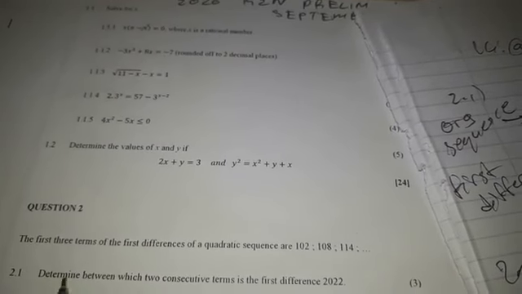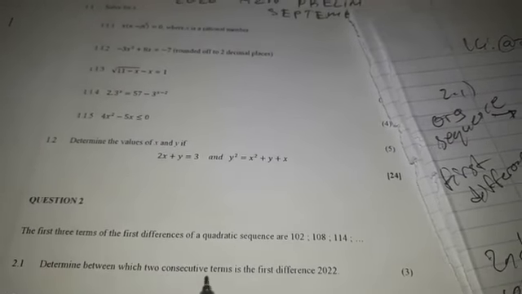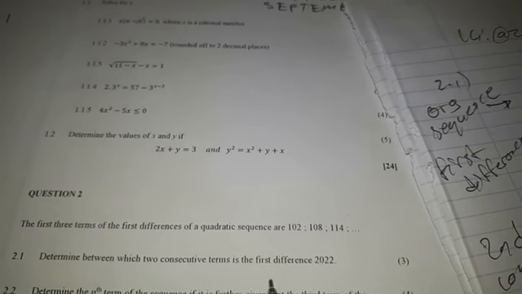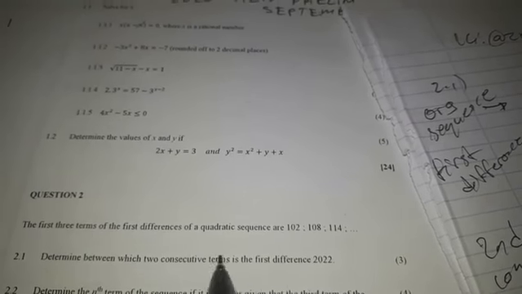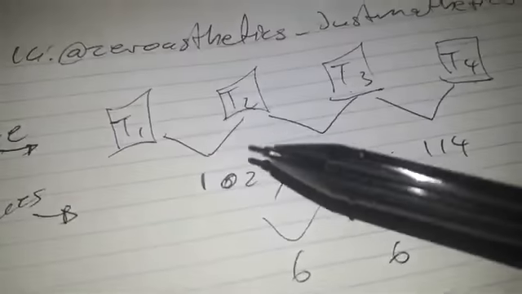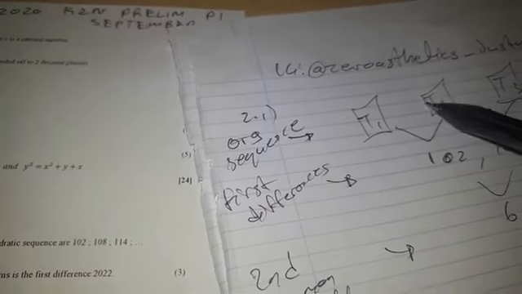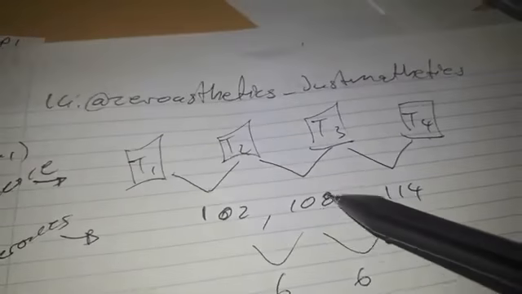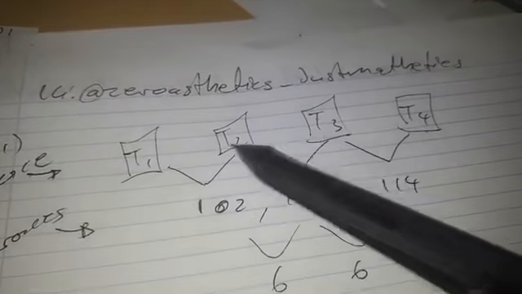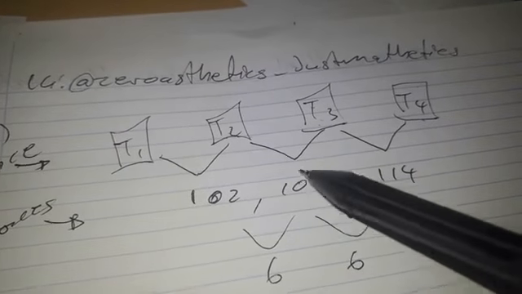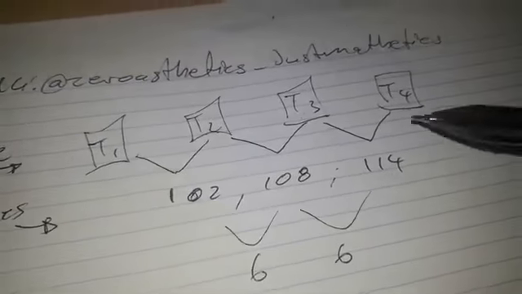Let's see what they want us to do. They said, determine between which 2 consecutive terms is the first difference 2022. So firstly, just to give an idea of what the question is saying, you see here, when the first difference is 102, the consecutive terms are term 1 and term 2. When the first difference is 108, the consecutive terms resulting in this difference are term 3 and term 2, going on and on and on.